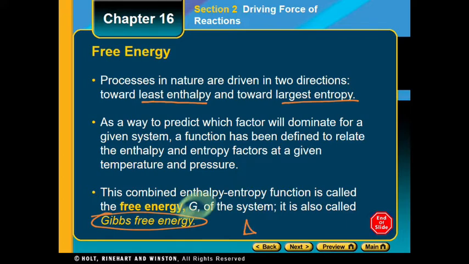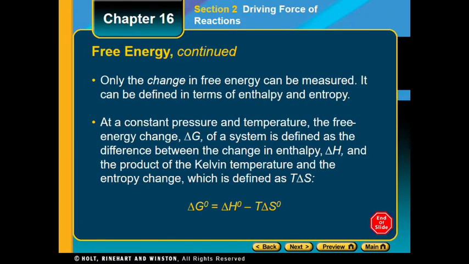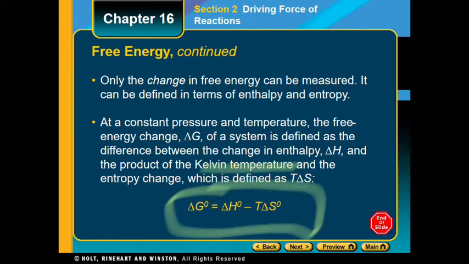So when we look at delta G here, this is going to be for Gibbs free energy, and it will combine your enthalpy and entropy functions. On the next slide, we'll give you an equation. Again, this is at constant pressure and temperature. But delta G of the system is defined as change in enthalpy minus temperature times change in entropy. And temperature will be measured on the Kelvin temperature scale. You're going to want to make sure you get this equation into your notes.